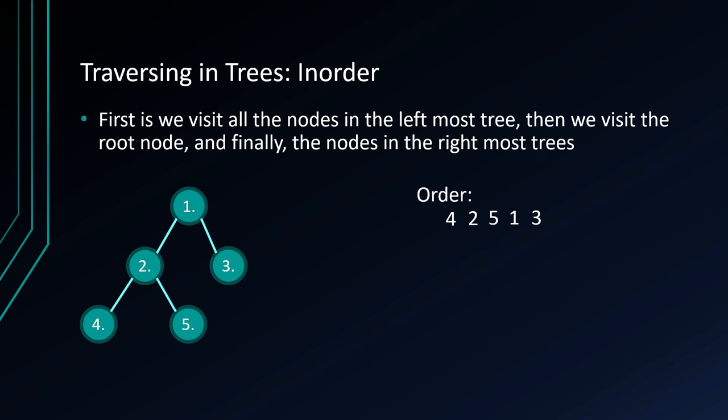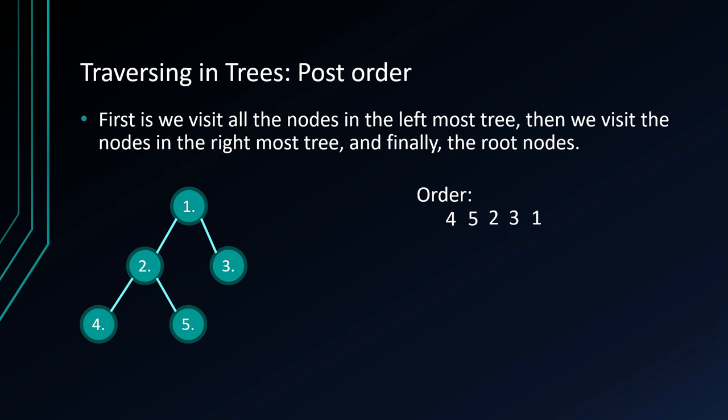Since we're all done here, we go to the next leftmost node, which is 1, and since it is the root node, we move on to the rightmost tree, which is number 3. So the order for this example is 4, 2, 5, 1, and then 3.